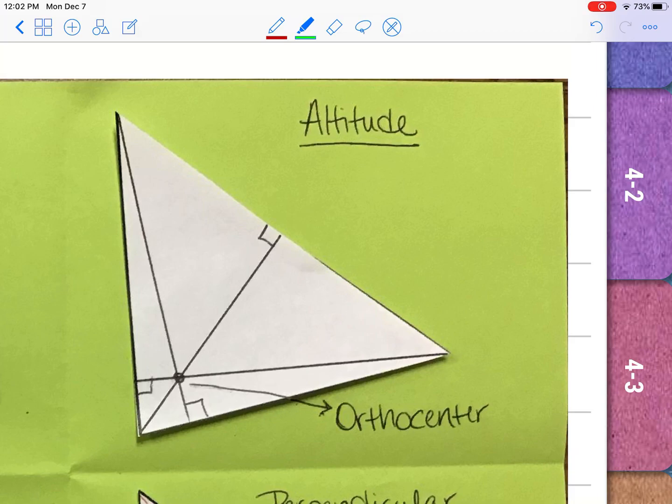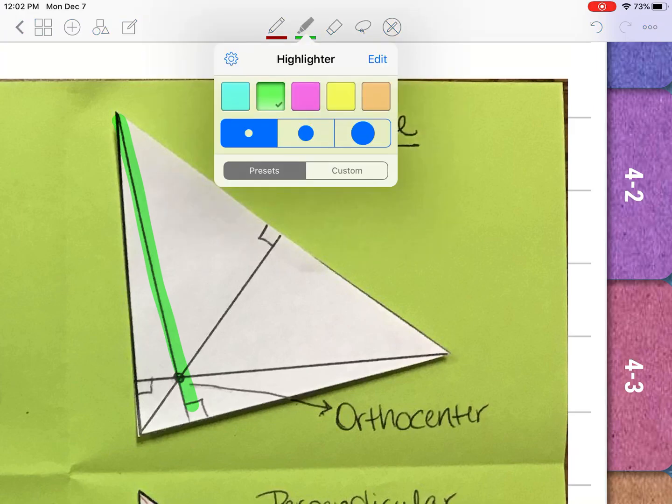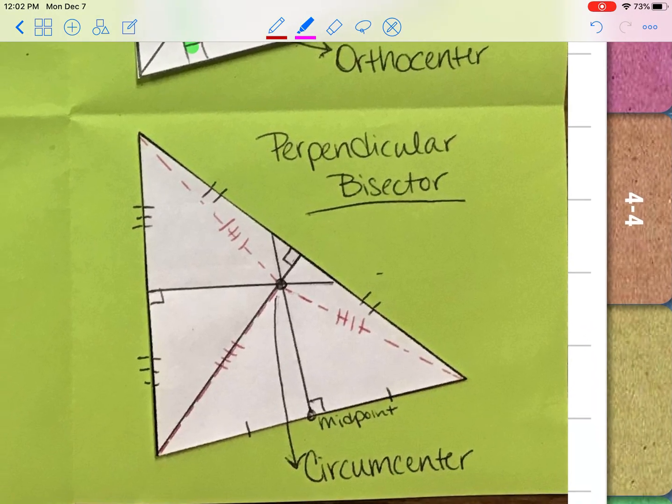The next one we're going to talk about is an altitude. Altitude is just a fancy word for height. And so if you are measuring the height of something, it has to be perpendicular to what you're comparing it to. And so each altitude has to be perpendicular to the base. And when we use the word perpendicular, we know that we're talking about right angles. When all your altitudes come together, they meet at the point that you see in the triangle, and that is called the orthocenter.